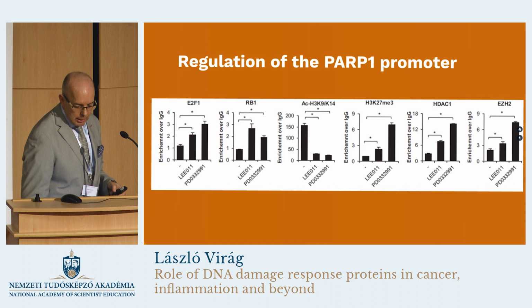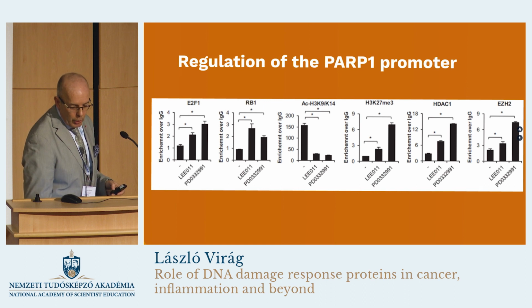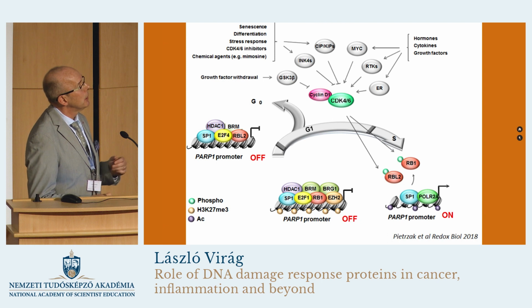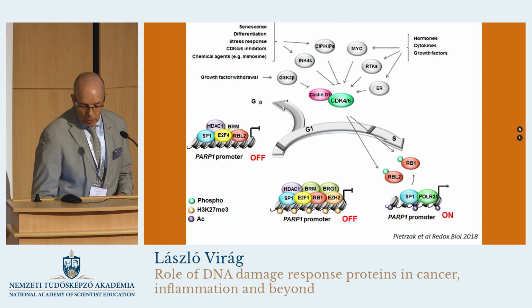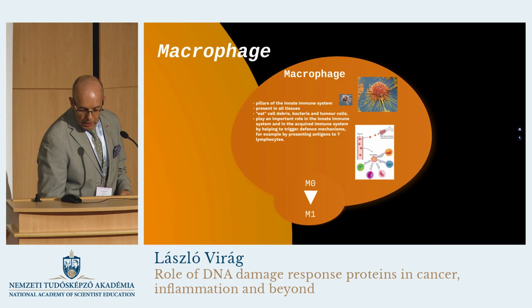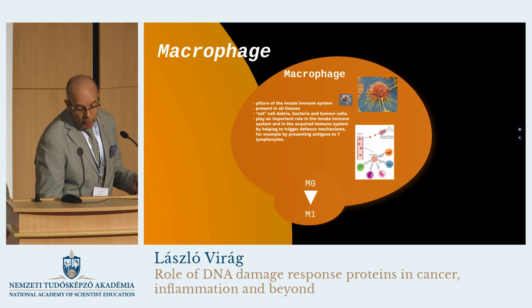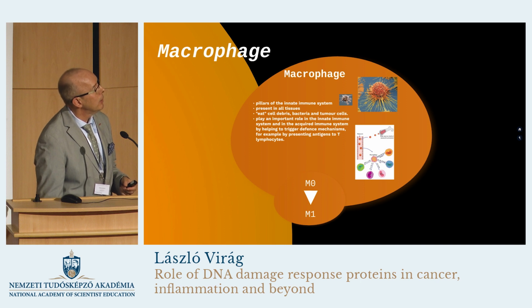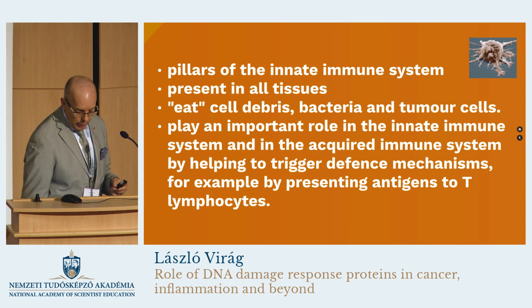And just to cut this story short, I will show you the scheme that we came up with at the end. With this chromatin immunoprecipitation experiment, we managed to identify the marks and the proteins that are present on the PARP1 promoter that switch it off, and what the composition of this complex is when the PARP1 promoter is on. That was a rather new finding, showing that PARP1 is regulated at the level of gene expression as well.